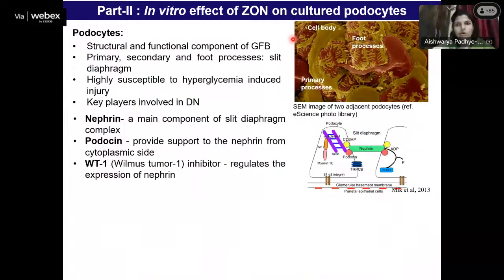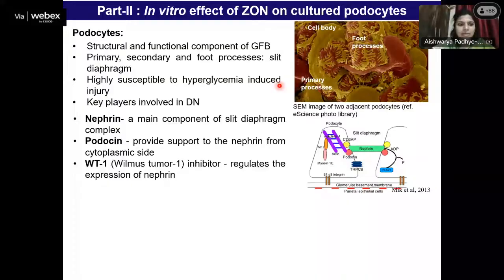Podocytes are structurally specialized cells of the kidneys and a component of the filtration barrier where the actual glomerular filtration takes place. As we can see in this image, the entire yellow component is one podocyte cell. So it has a cell body, primary processes, foot processes, and the foot processes from adjacent podocytes form a molecule from which the actual blood filtration process takes place.